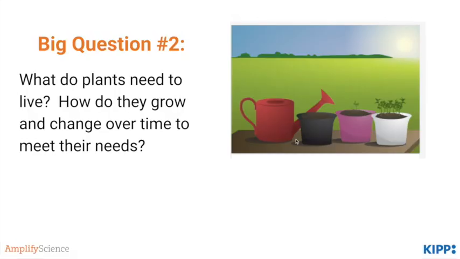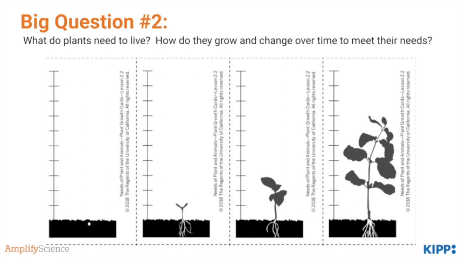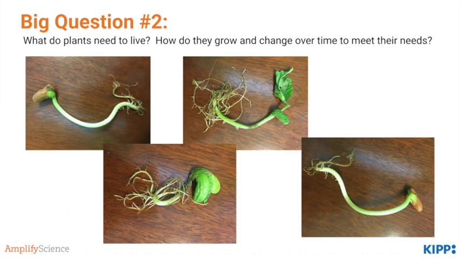What do plants need to live, and how do they grow and change over time to meet their needs? Students begin this section of the unit by reading the book Handbook of Plants and learning about how plants grow and the different parts of a plant. They then do a card sort to sequence cards in the correct order of plants growing before checking back on their seeds to see how they've sprouted.